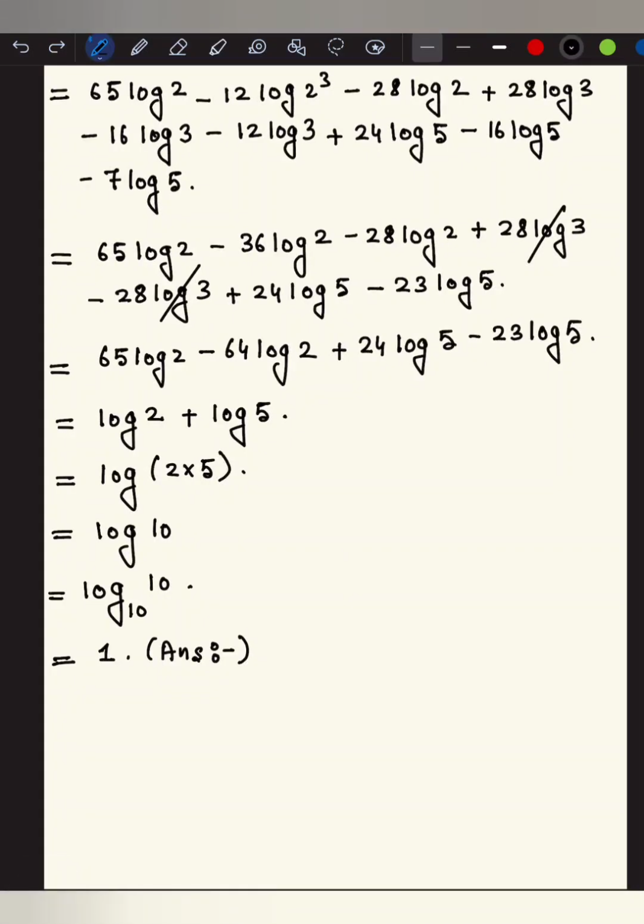So 65 log 2 minus 64 log 2, that means log 2. Similarly 24 log 5 minus 23 log 5 comes out to be only log 5. So it will be log 2 plus log 5, that means we can write it as log 2 into 5. Understood?